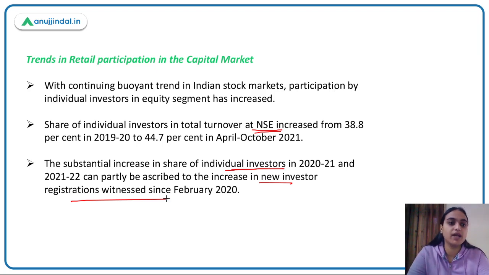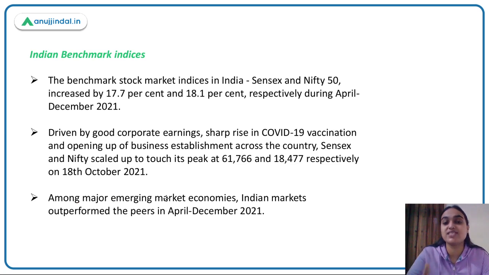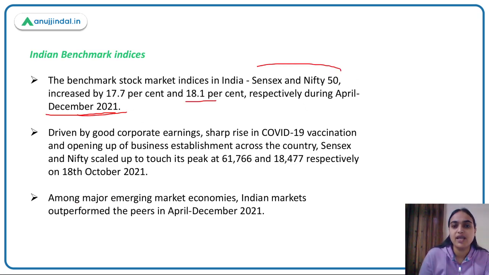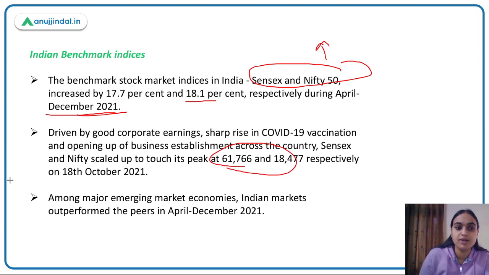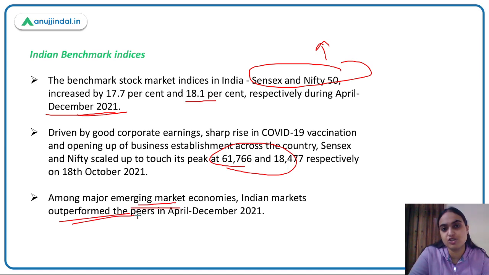Now moving ahead to the benchmark indices, which are our Sensex and Nifty. These indices increased by 17.7 and 18.1% between April to December 2021. In fact, COVID vaccinations were rolled out, there were improved earnings, and businesses opened, and that led to Nifty and Sensex scaling up to touch their peak. Sensex and Nifty reached peak values. And if we compare the performance of our market with other emerging economies, then Indian markets have outperformed them during this April to December time period. So the Indian economy has performed much better as far as the emerging market economies are concerned.